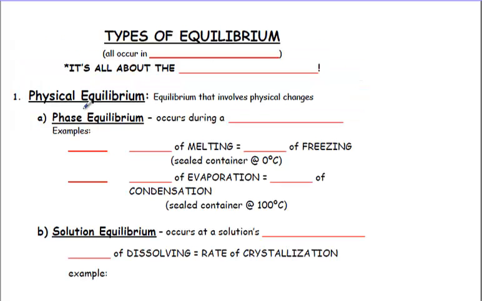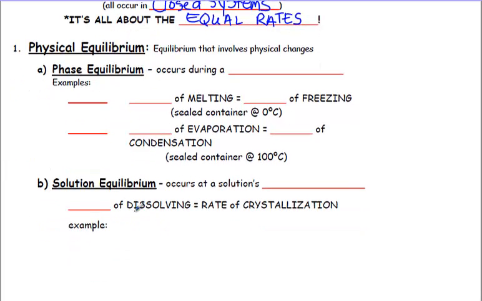So they all occur in closed systems, and it's all about the equal rates. That's all it's about. So physical equilibrium is an equilibrium that involves physical changes, so solid to liquid to gas. Okay, those are physical changes, or phase equilibrium, or solution equilibrium.